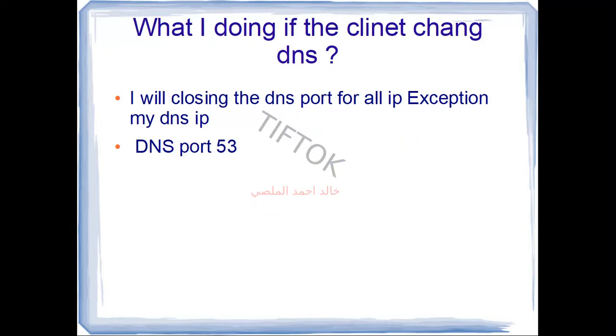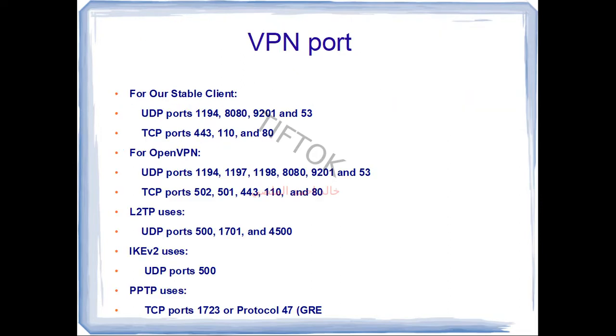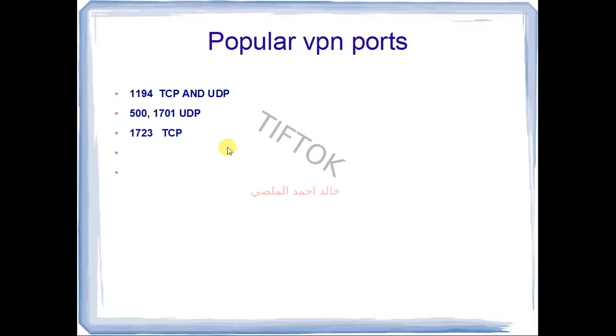What do I do if the client changes the DNS? I will close the DNS port for all IPs, excepting my DNS, by MikroTik. The DNS port is 53. The VPN ports are many, and some ports are shared with other services, so I will block the popular VPN ports. The popular VPN port 1194 is used by OpenVPN, and 500 and 1701 UDP ports are used by L2TP, and the peer-to-peer port 1723.